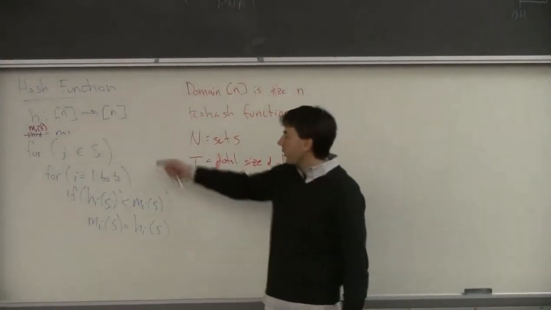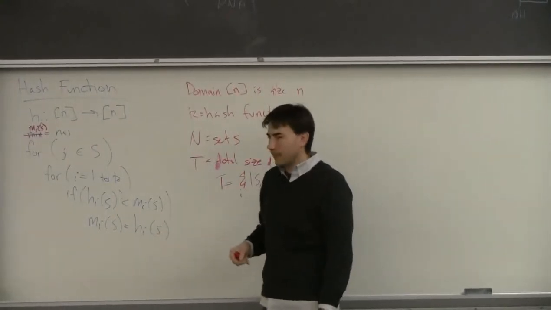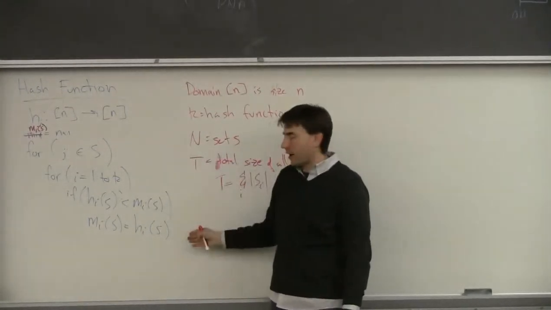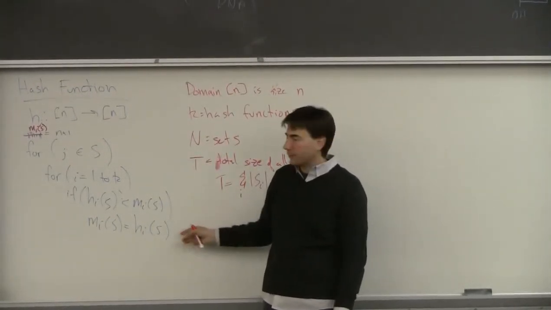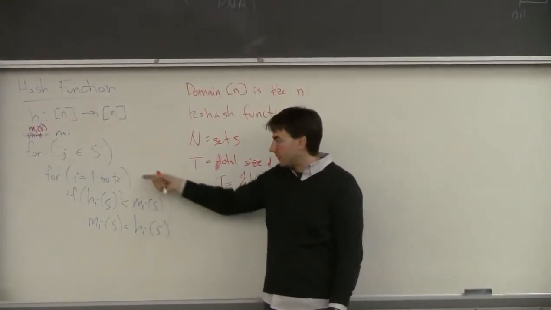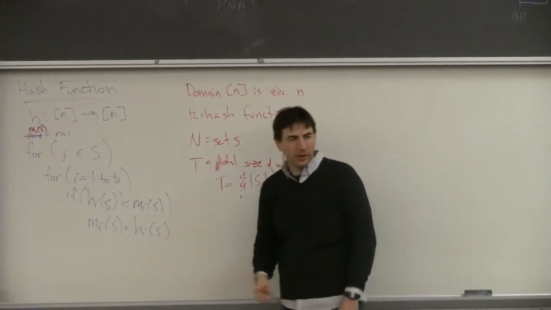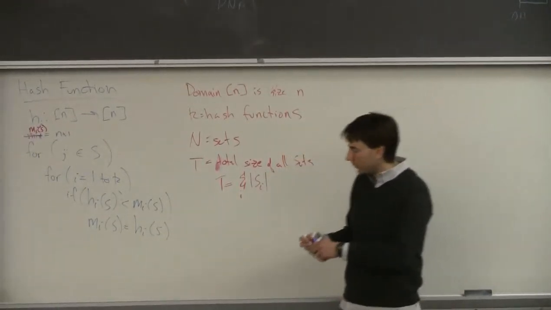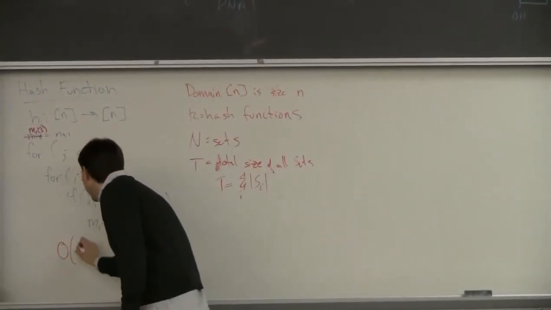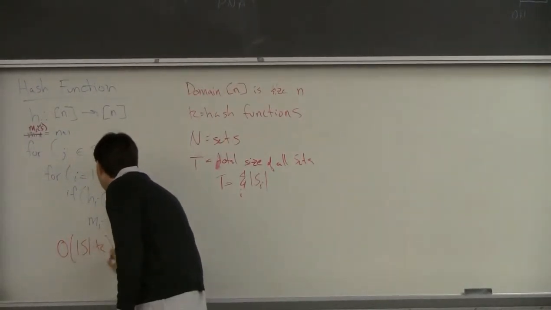So if I do this for one set, how long is this algorithm going to take? For each element of the set, I have to run through k hash functions, and this basically takes constant time, right? So for one set, this is going to take O of s times k time.